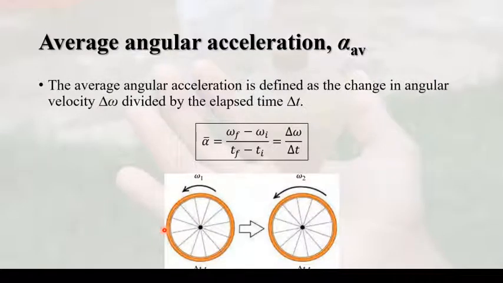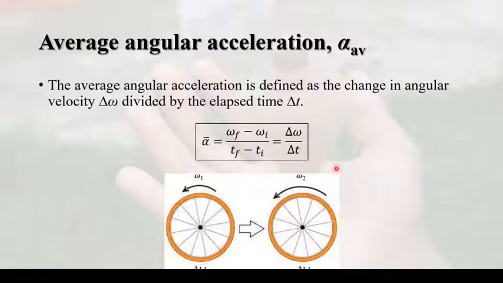Okay, so average angular acceleration. Well, we have average velocity, definitely we're going to have average acceleration. Average angular acceleration is defined as the change in angular velocity divided by the elapsed time. So alpha equals omega final minus omega initial divided by the change in time, so it is equal to delta omega over delta t.